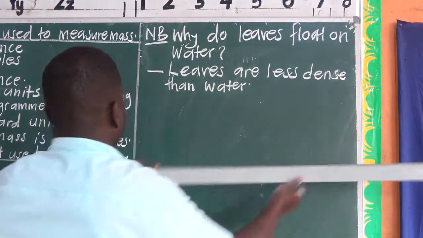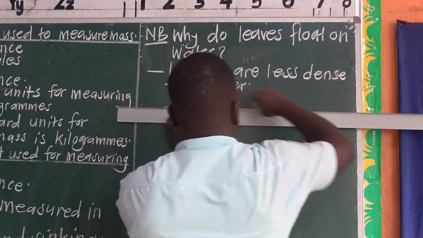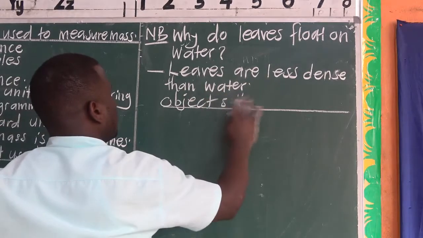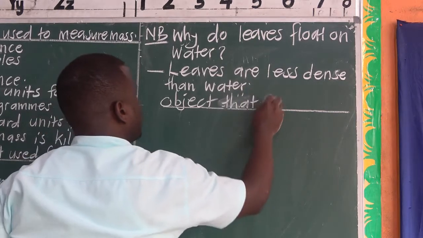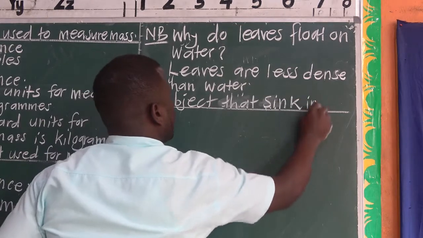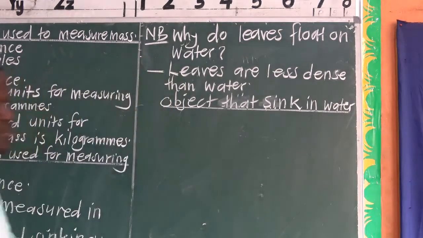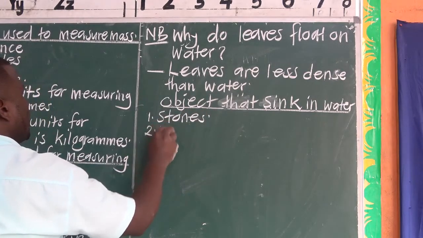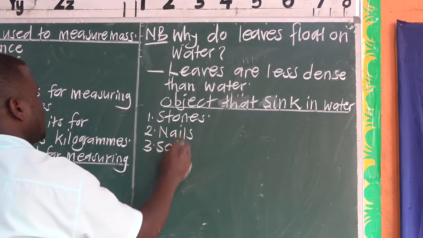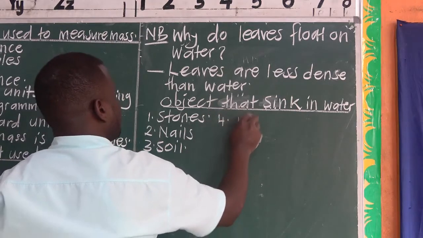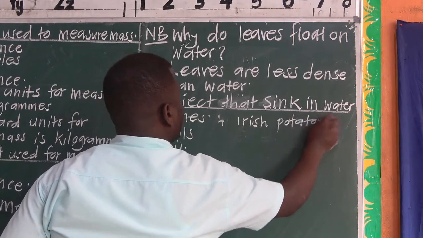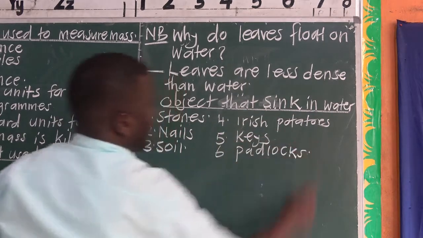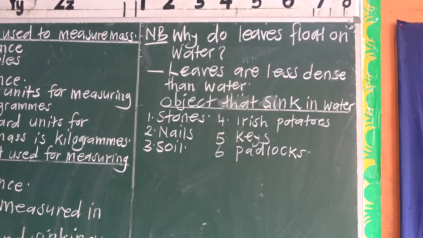Then look at sinking objects. Objects that sink in water. Examples, we have stones. Stones sink in water. We have nails. We have soil. We have Irish potatoes. We have keys. We have padlocks. They sink in water. Why do they sink in water? They are denser than water.